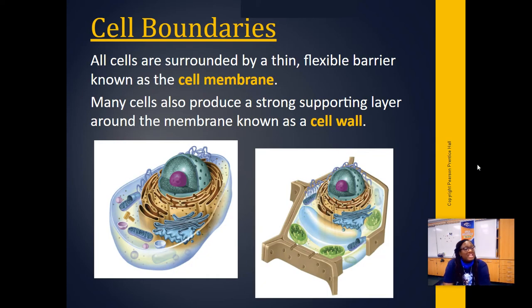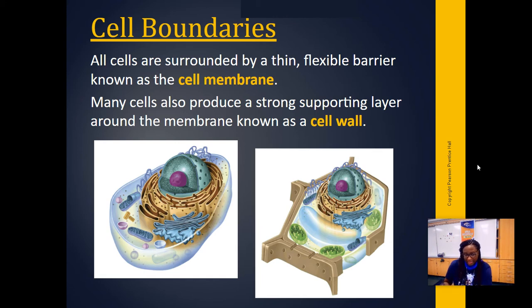Okay, so when you're looking at cell boundaries, there's two main types of cell boundaries that we have learned about so far. We have a cell membrane, which every single type of cell contains, and it allows things to pass through. It's a very flexible barrier. You also have a cell wall, which is only present in plant cells of eukaryotes, and a cell wall is present in all prokaryotes.